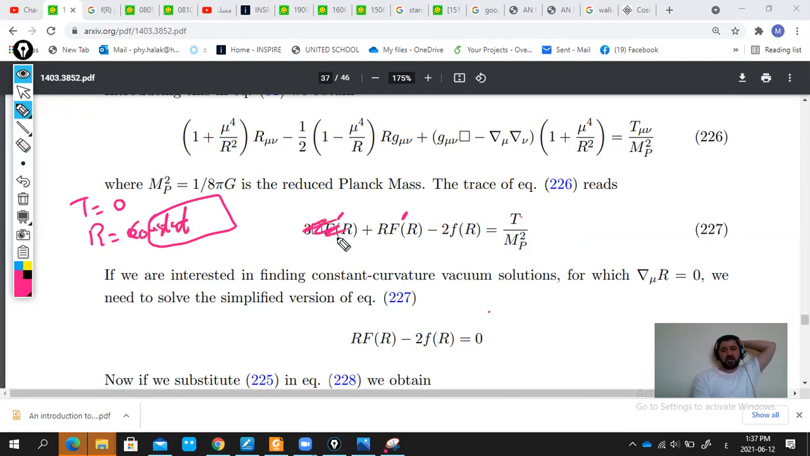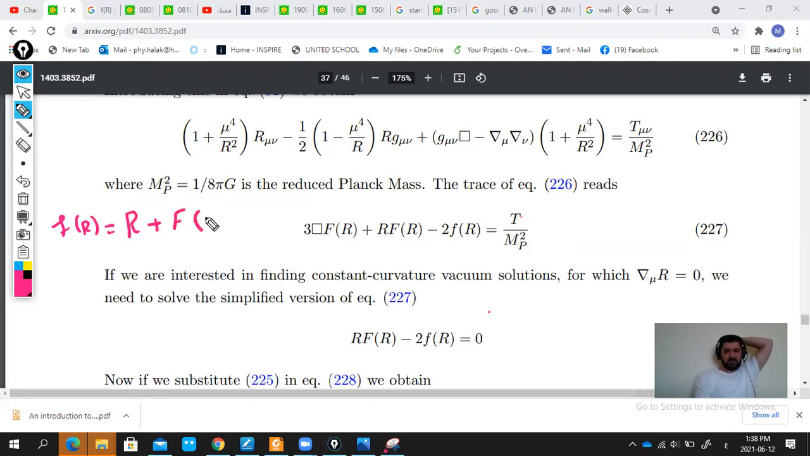Let's see what will happen if R is constant. If R is constant, we cancel this term. Then we have R f prime R. I'm confused about this. Okay, now I understand what they did. They wrote f(R) as R plus f(R), so there is no mistake.